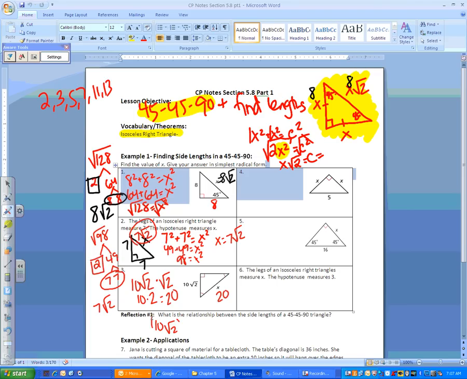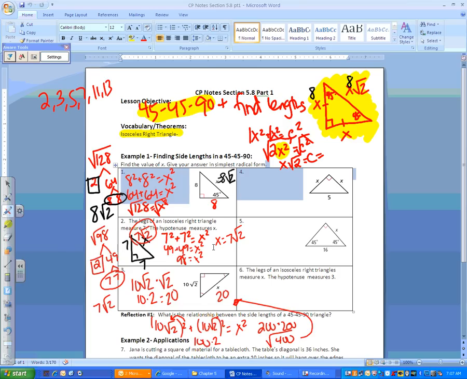10 radical 2 squared plus 10 radical 2 squared equals x squared. Now, if you square this, 10 squared is going to be 100, and 2 squared is going to be 2. And this is going to be the same thing. So we have 200 plus 200 is going to be 400. And when you square root 400, you're going to get 20.